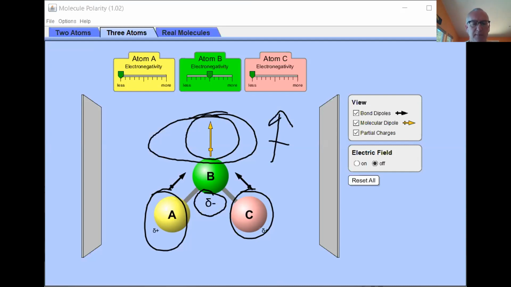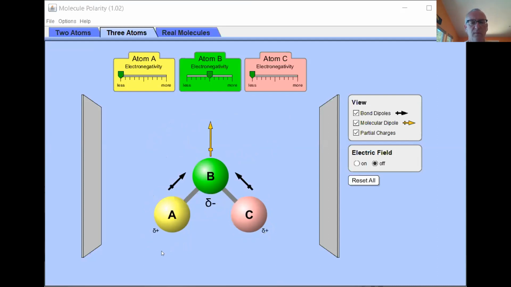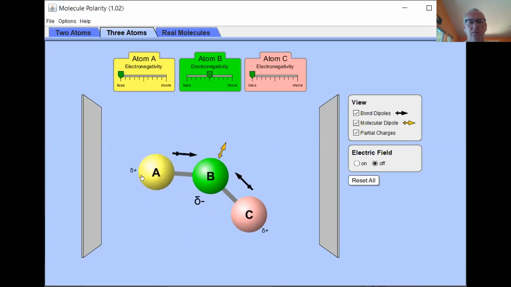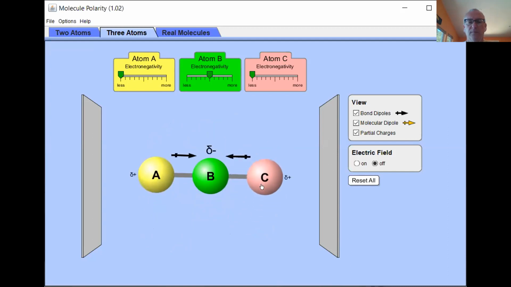But watch what happens. Now, I'm not going to change anything except the directions of the dipole. Now what happened? A is still partially positive. B is still partially positive. I mean, C is still partially positive. B is still partially negative. But there's no molecular dipole anymore. How come?